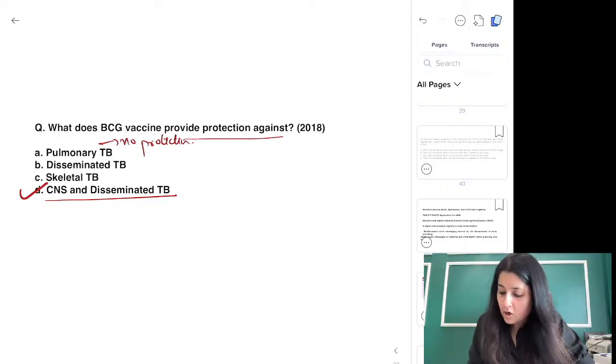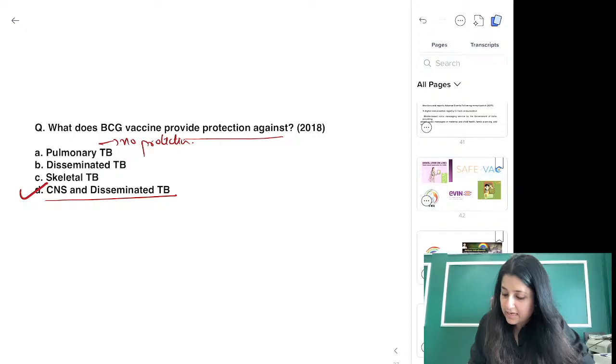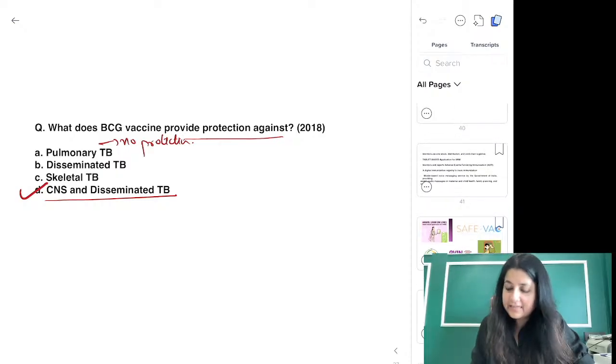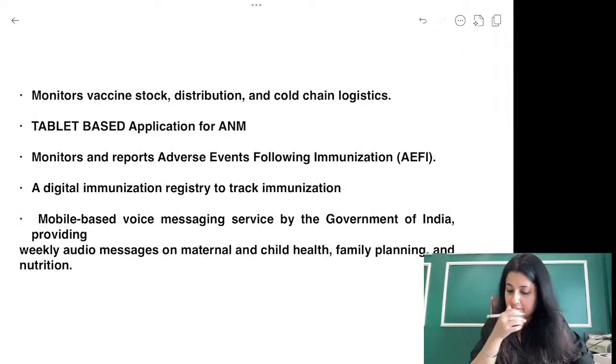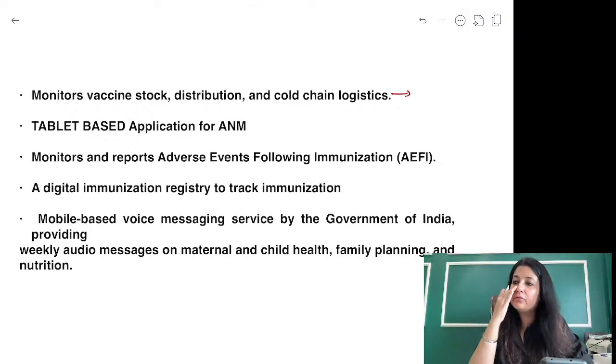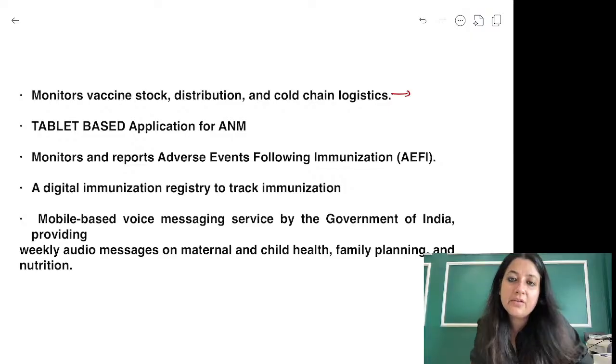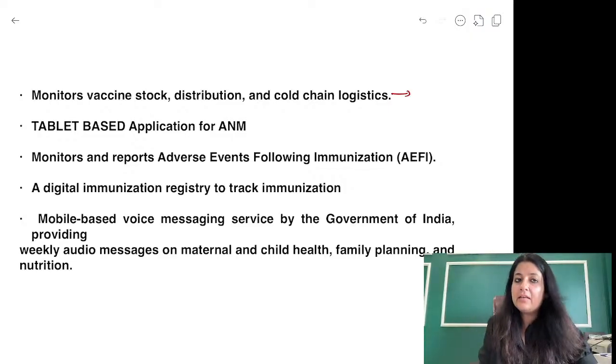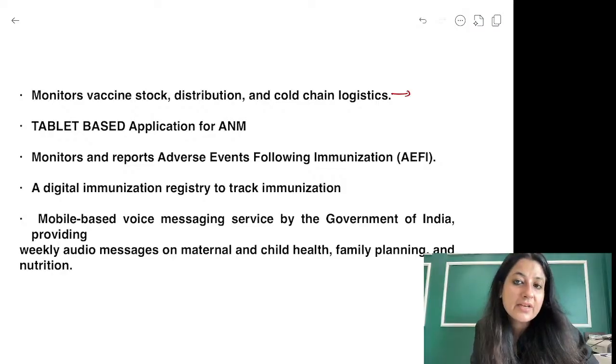Alright, now I'm going to show you the last thing, which are a couple of one-liners. You will tell me the name of technology-based initiatives, then I'll show you the image. Monitors vaccine stock, distribution and cold chain logistics. What is the answer to this? Although one-liners will be taken up separately on PrepLadder YouTube on 4th of June.